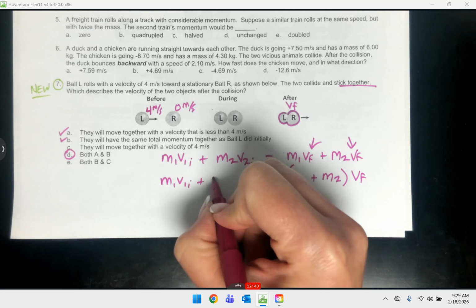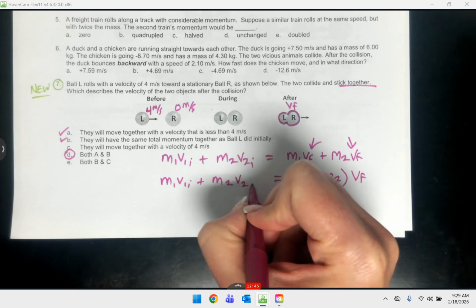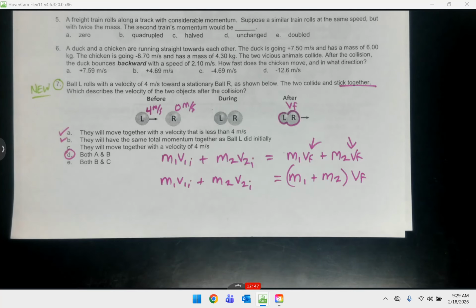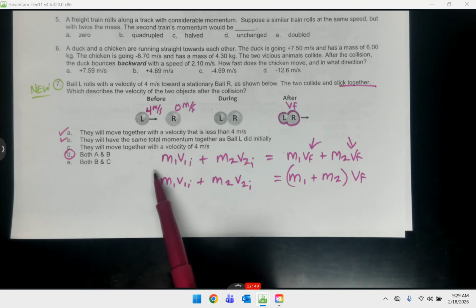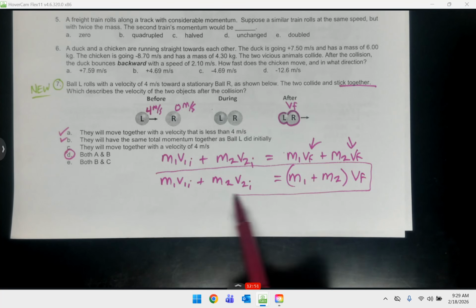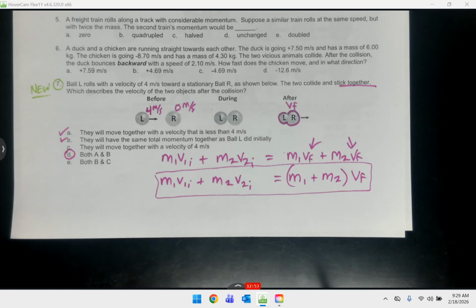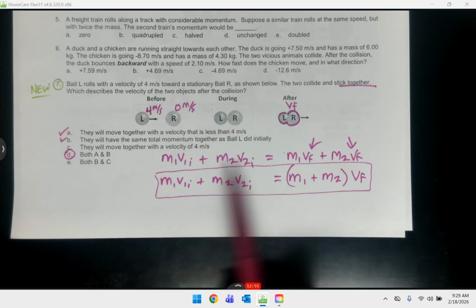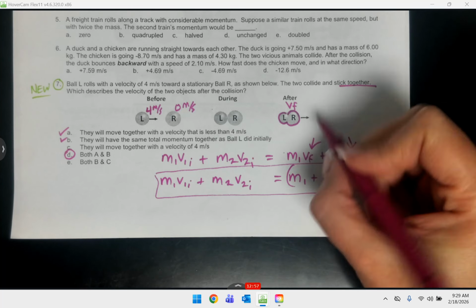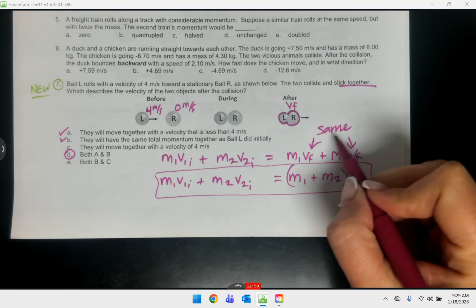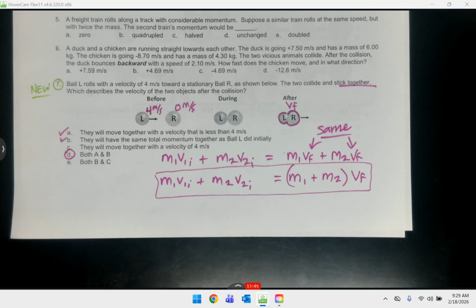If you wanted to actually solve it to figure out how fast they're moving, you could. It will be less than 4, but this would be the equation that you could use for a stick-together collision, and it's what you should get whenever you go through solving it. Even if you start here, you need to recognize that those two are going to be the same because they are literally stuck together. Okay, and so that makes these like terms where you can add them. All right, so again, that's how you're going to do number 7.